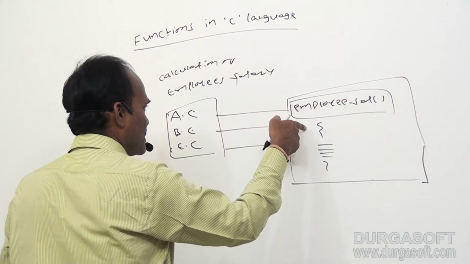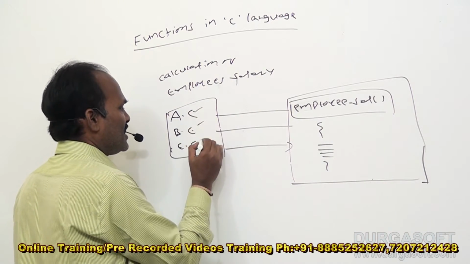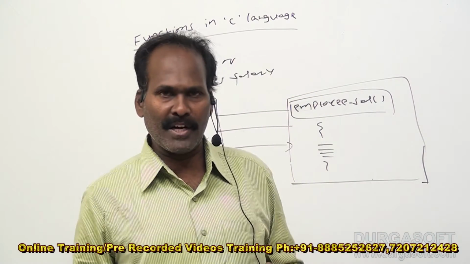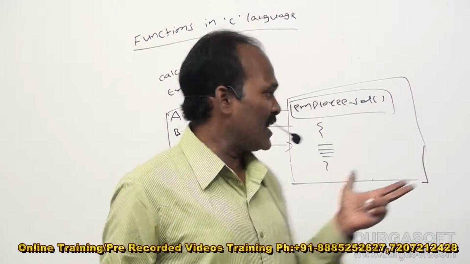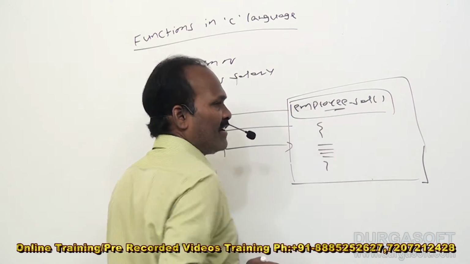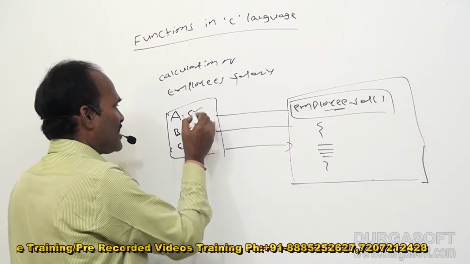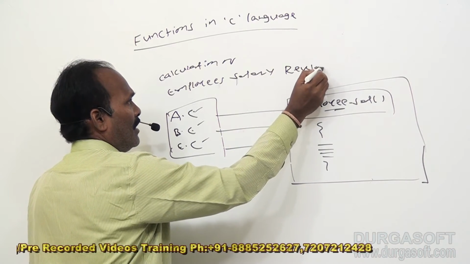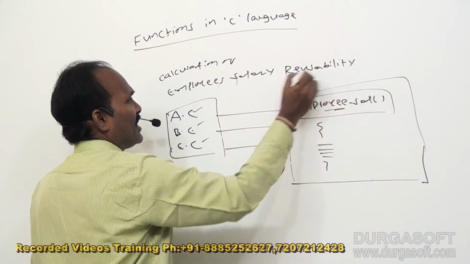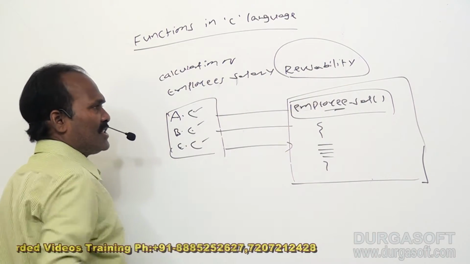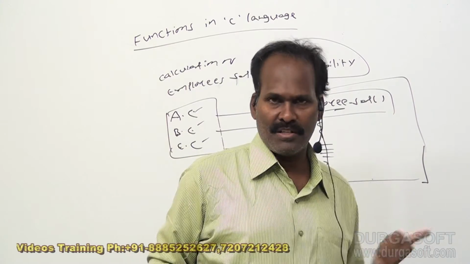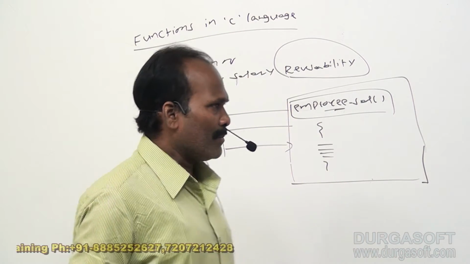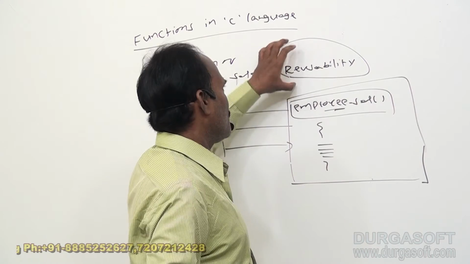If this function is not there, A.C, B.C, C.C all have to repeatedly write this code. So instead of writing the code repeatedly, I have put the code under a specific function. What is the function name here? Employee salary. Employee salary can be used by A.C, B.C, C.C. So the main advantage of functions is the reusability feature. Since this function is developed by users, developers, these functions are called user-defined functions.